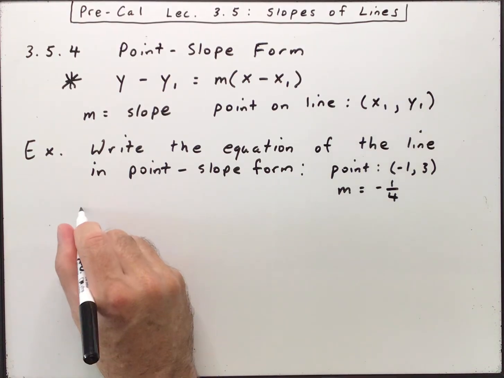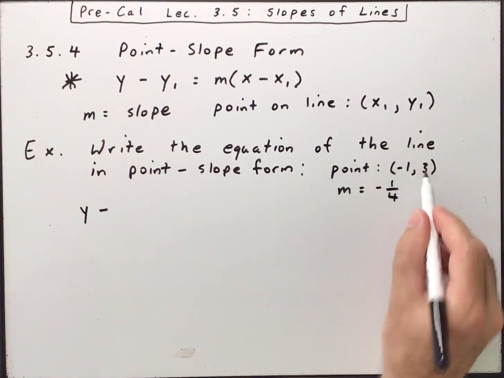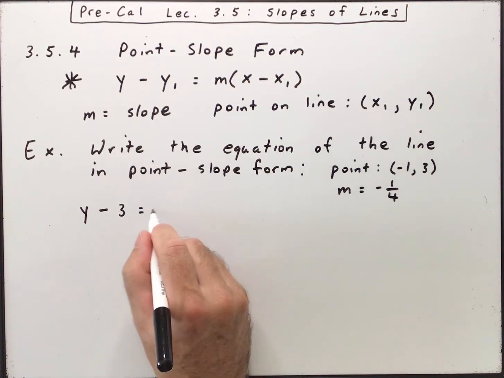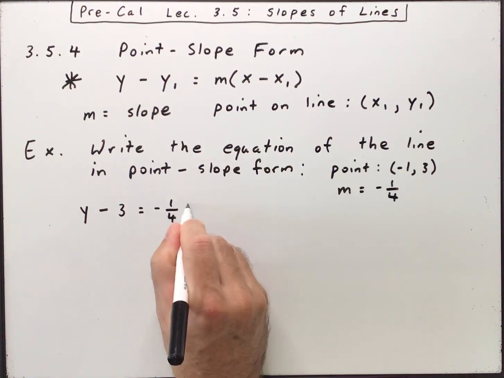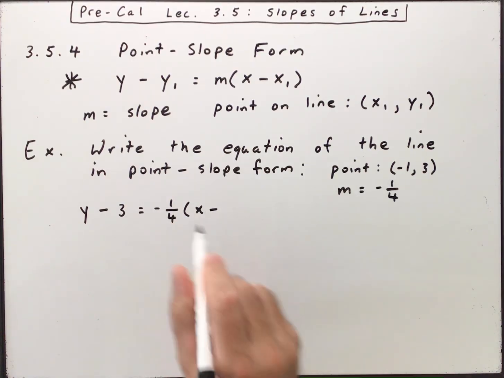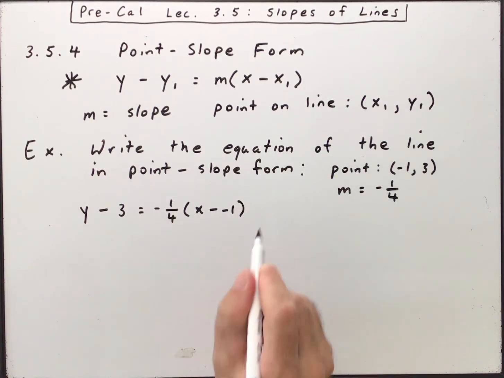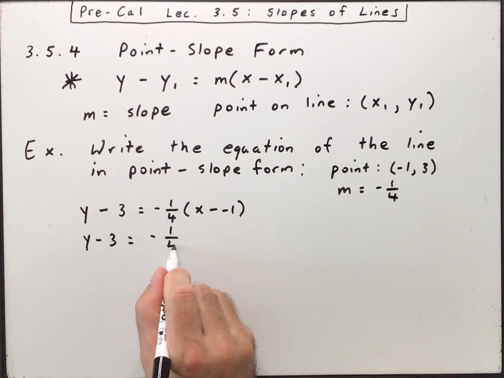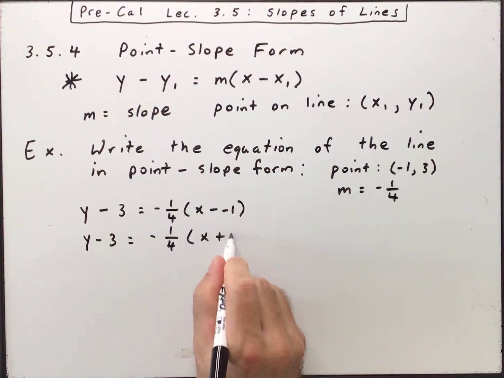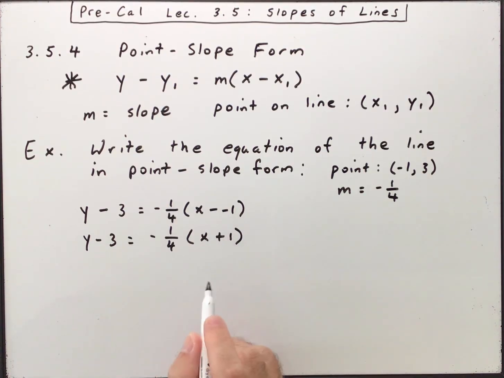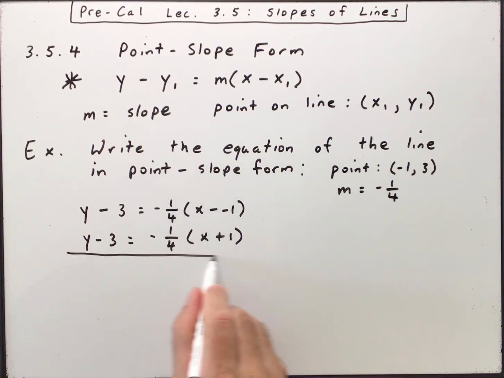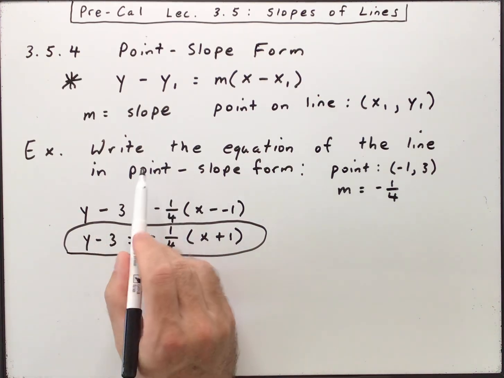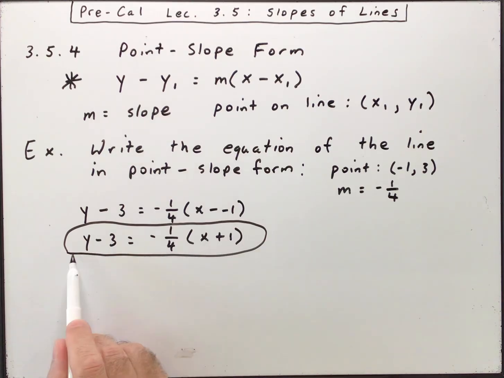Okay, so it's y minus y1, that's 3, is equal to the slope, negative 1/4, times x minus negative 1. So that's going to be y minus 3 is equal to negative 1/4 times x plus 1. I do want you to do that part. The two negatives make a positive. And don't put this in standard form. Don't put this in slope-intercept form. It's asked for point-slope form, so that's what you need to give.